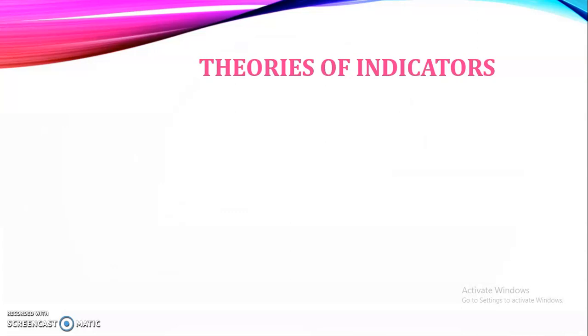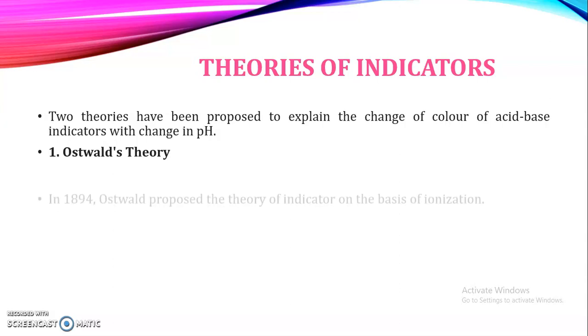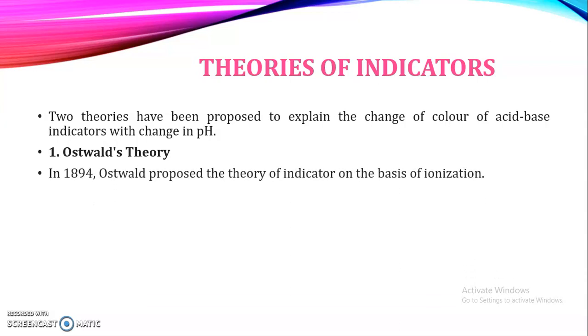Now next we are going to see the theories of indicators. As I said, two theories have been proposed to explain the change of color of acid-base indicators with change in pH. The first one is the Ostwald theory and the other one is the resonance theory. First we are going to discuss the Ostwald theory. In 1894, Ostwald proposed the theory of indicators on the basis of ionization. Now this is important: Ostwald proposed this theory depending upon the ionization of the indicator.